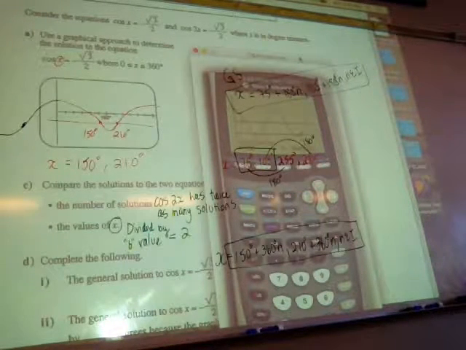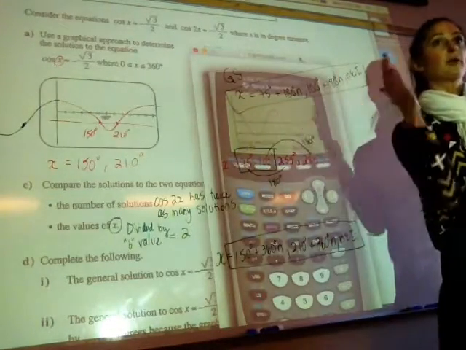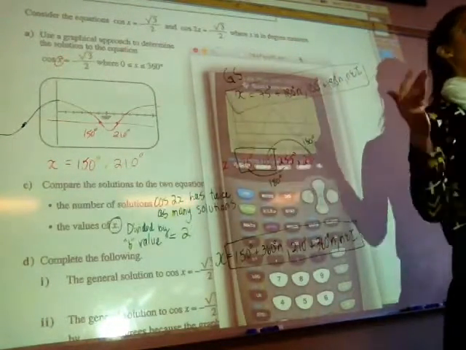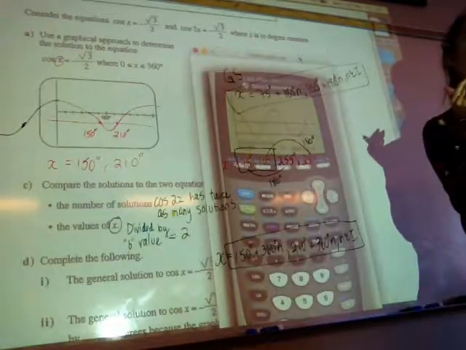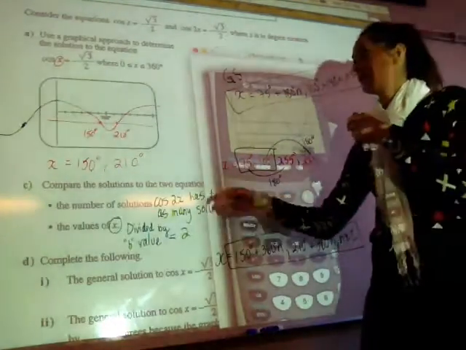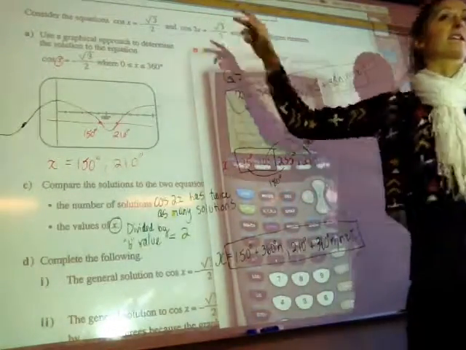So long story short, if you have a stretch factor, you just have to consider that the graph will be compressed or stretched. And if it's compressed, you're going to have the b number times of x-intercepts. And our b in this case was 2. So we're going to have twice as many x-intercepts.